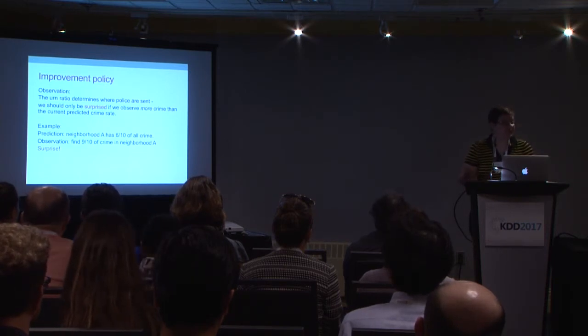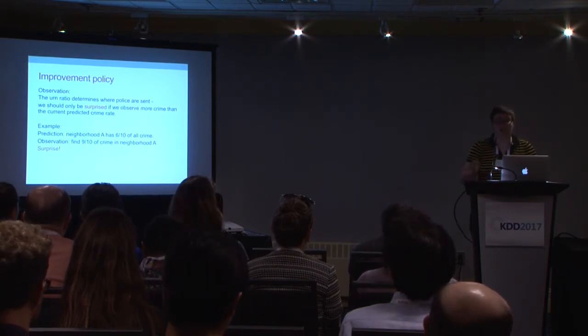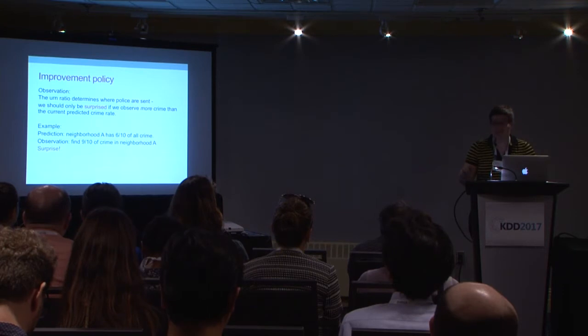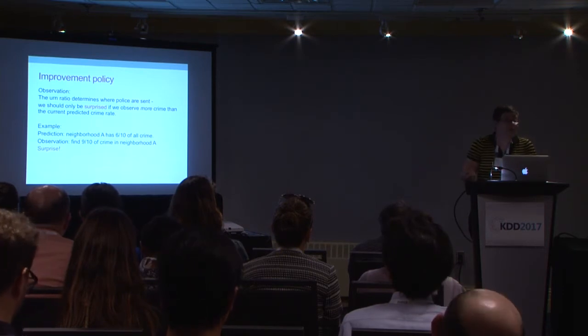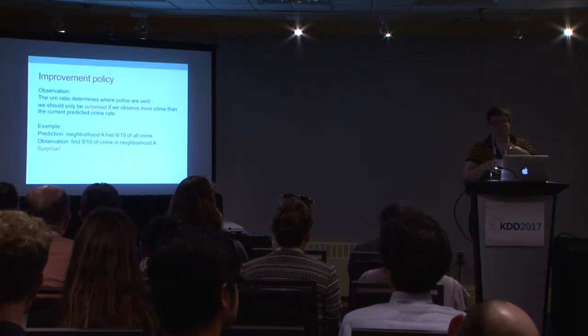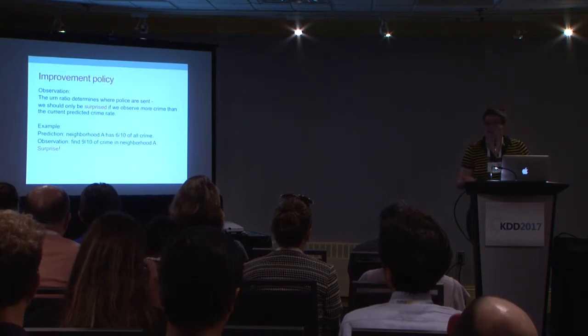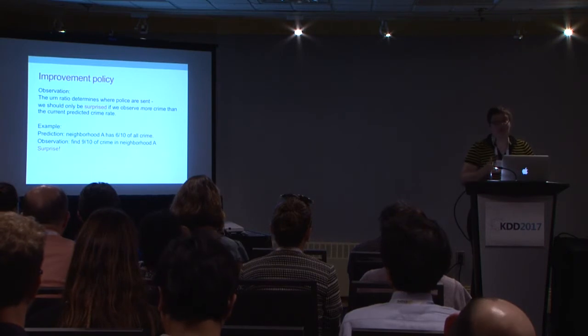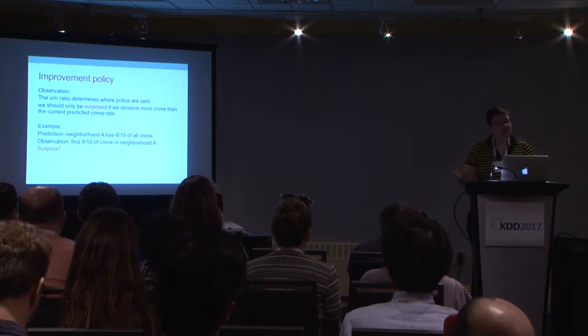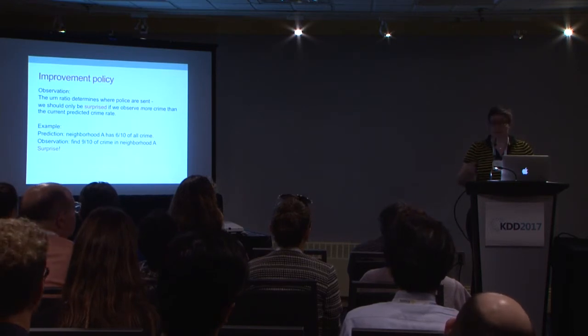So if you think that some neighborhood has 60% of the crime, and you find 90% of the crime that you found in that neighborhood, then that should be a surprise, right? That doesn't match with what your current statistics tell you should be seeing. And so in that case, you should do something to correct your model. If, on the other hand, you think that the neighborhood has 60% of the crime and you find 60% of the crime in that neighborhood, you shouldn't then say, oh, I should update my model. That neighborhood has a lot of crime.